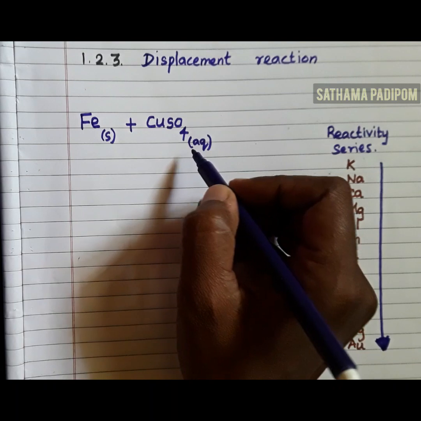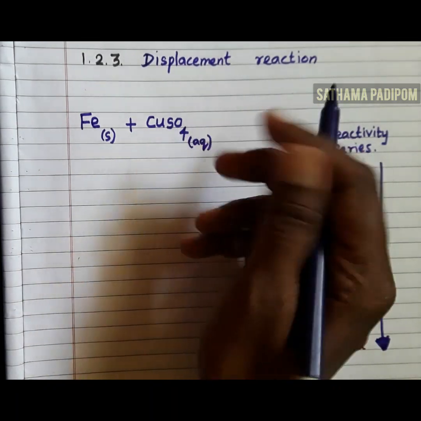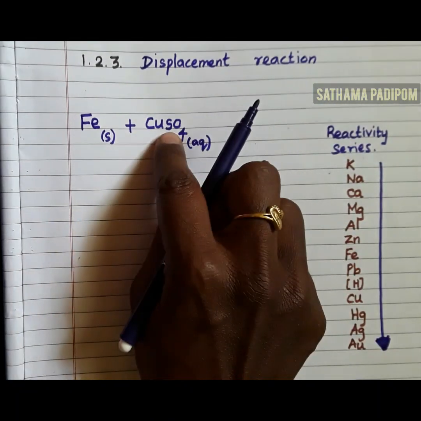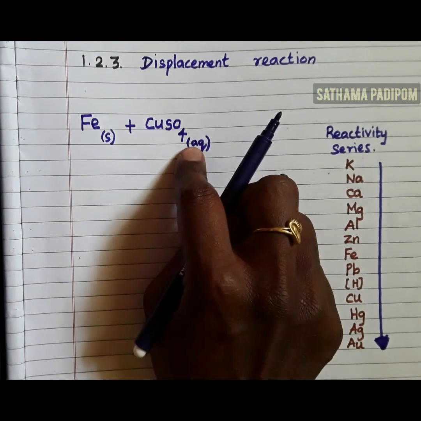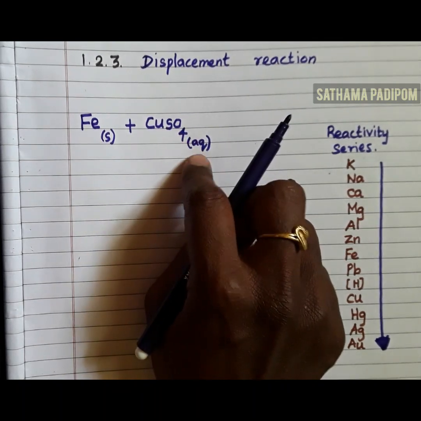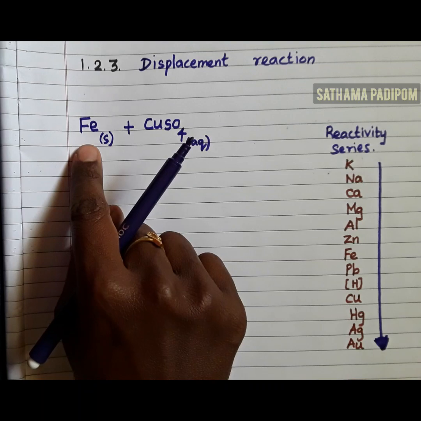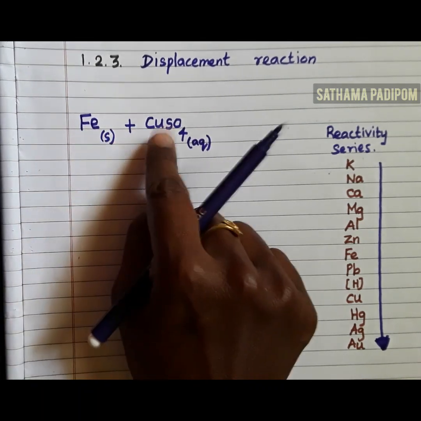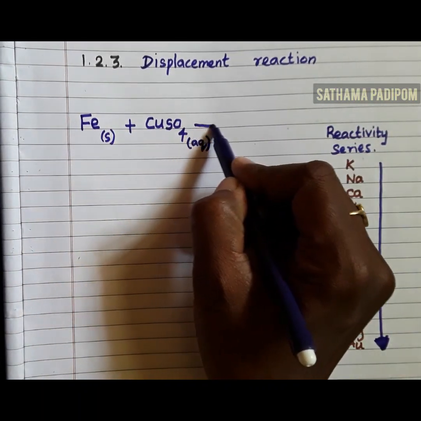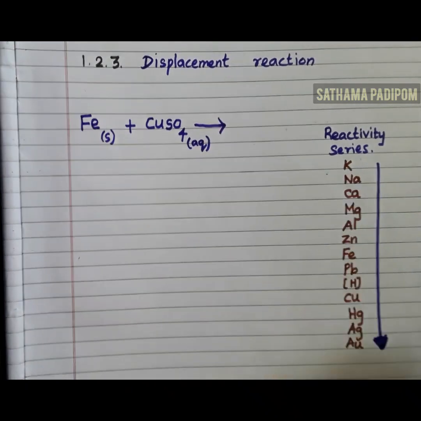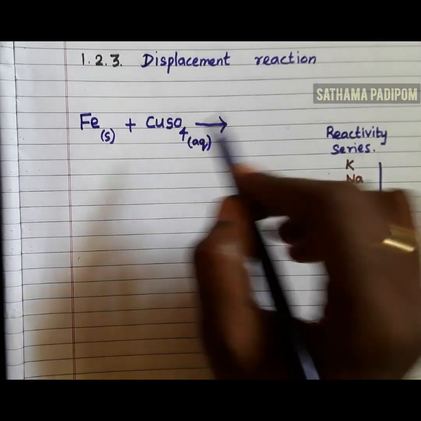What is the aqueous state? We take copper sulfate powder and mix it in water as a solution. It is not in the solid state. It is in the solution state, that is why it is aqueous. So when iron reacts with the copper sulfate, it gives, what does it give?